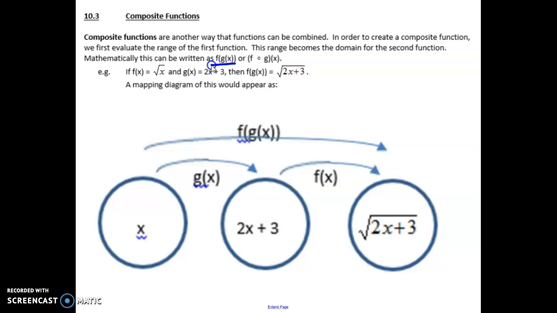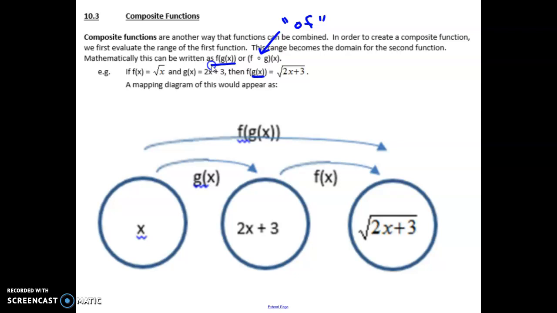So I need you guys to be very clear on this. When there is the open circle, we say that is "of." So this open circle is f of g of x. Now when you're looking at this, there's an inner function and an outer function. The inner function is the one you evaluate first, and you work your way to the outside.